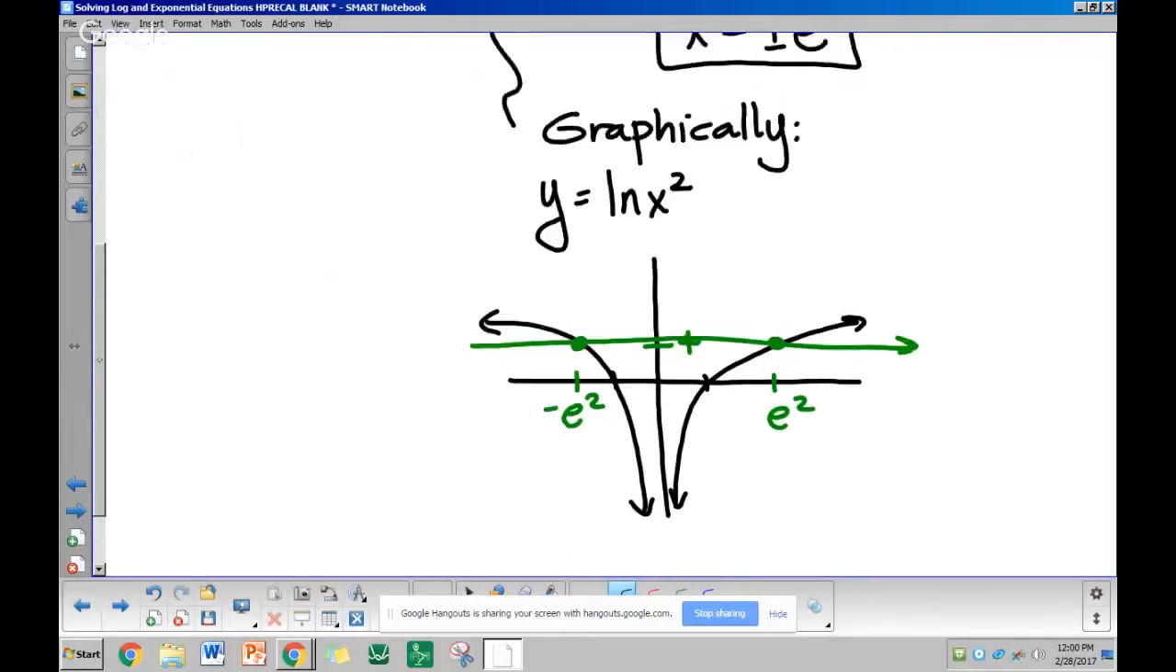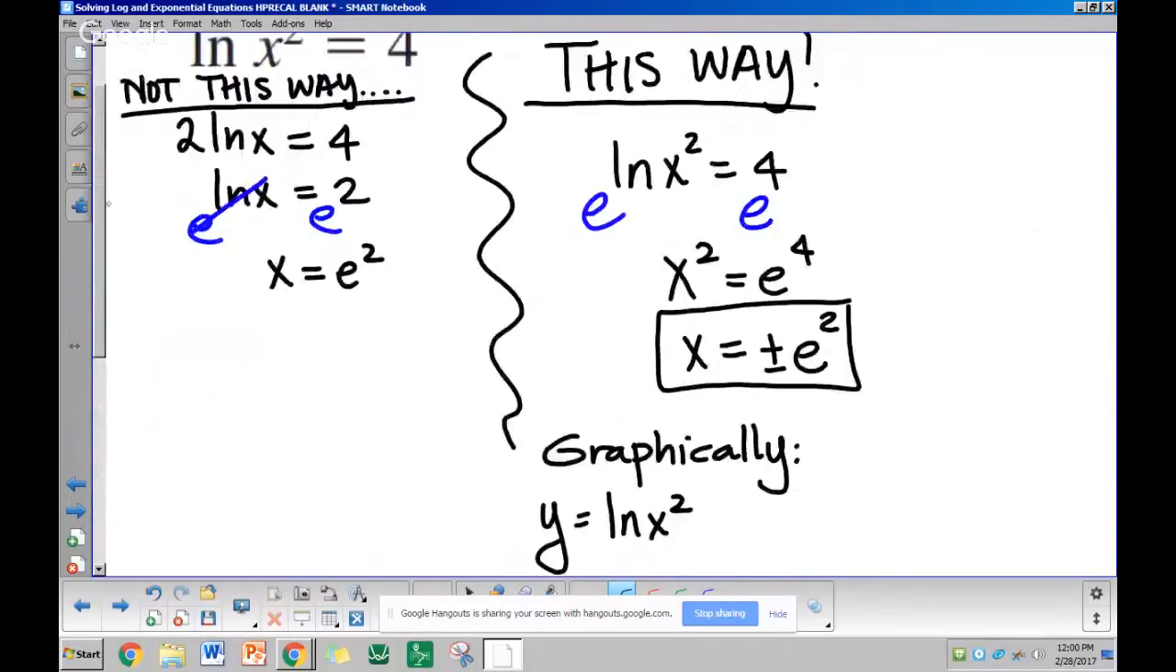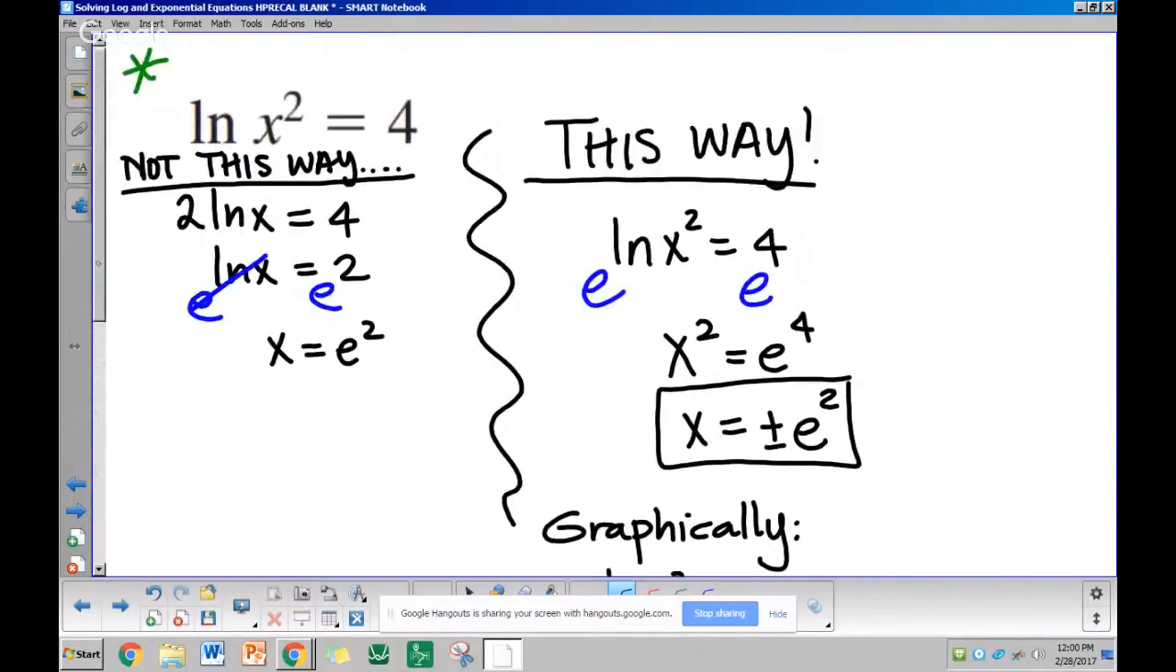Okay, so this is a danger because your original will allow you to plug in what kind of numbers? Plus or minus. So watch it. If this is an even exponent, exponentiate it before you bring down any exponents. Okay? So what did we do here? We lost a solution. Lost a possible solution.